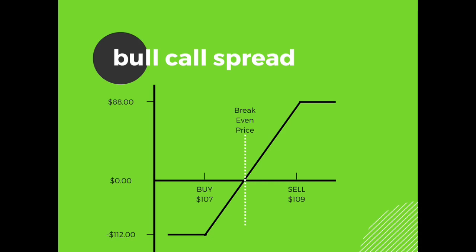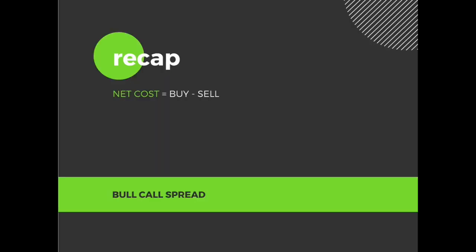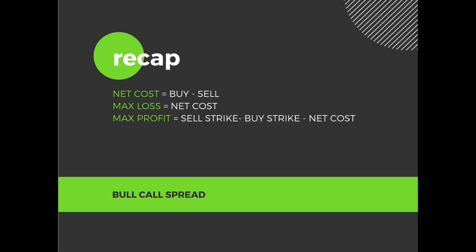Now remember, we would open this bull call spread if we think there's going to be a moderate increase in Microsoft. This allows us to hopefully capture a profitable trade in Microsoft without tying up too much money at the same time. So to recap, our net cost is the buy minus the sell. Our max loss is the net cost of the trade. Our max profit is the difference between the sell strike and the buy strike minus the net cost. And our break even is the buy strike plus the net cost.